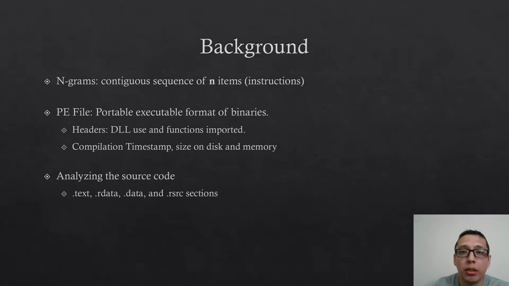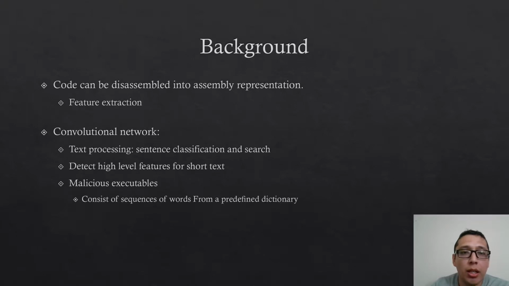In this case, it is a contiguous sequence of n instructions in malware analysis classification. It is important to know the portable executable format of binaries. The PE file header shows dynamic link library and imported functions, the timestamp from the compilation, and their sizes on disk and in memory. We can also analyze the code under sections such as text, data, and other sections. And the code can be disassembled into assembly representation to extract possible features.